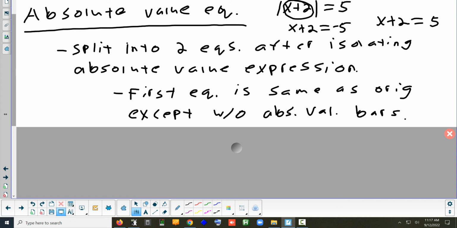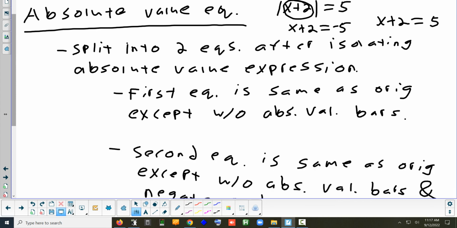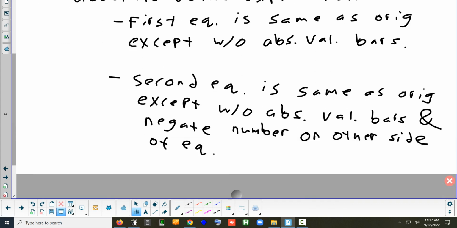So that's why I said to split it into two problems: take the original and get rid of the bars. That gives you the first one. The second equation is the same as the original. We take away the bars, but we make the number on the other side a negative. And that's your second equation. So either what's inside the bars equals the number you have on the right, or what's inside the bars equals the opposite of the number you have on the right. Either way, it'll work.